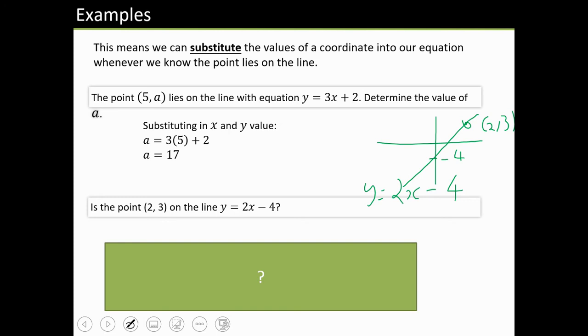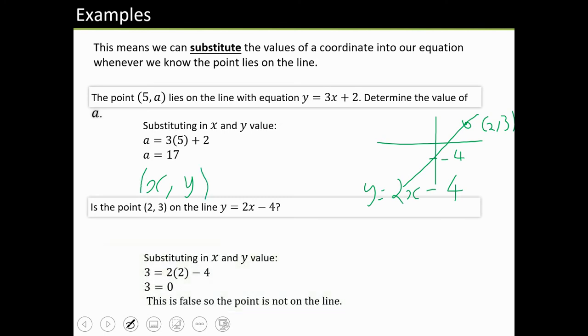So to do that, we know what our x value is. My x is 2 and my y is 3. So therefore, substituting x and y values into the equation, that'll be 3 is equal to 2 minus 4. So 3 is equal to 0. So this is false. So the point is not on the line.